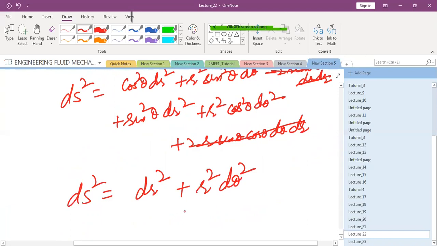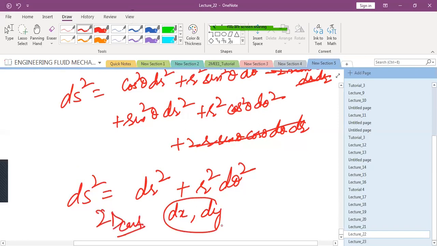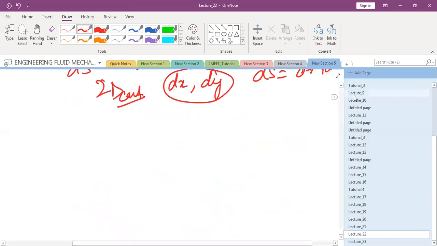Is it clear? So what does that tell you? In Cartesian coordinates, you had linear lengths as dx and dy. This was in 2D Cartesian coordinates. Because ds was equal to what? dx square plus dy square. What about polar coordinates?